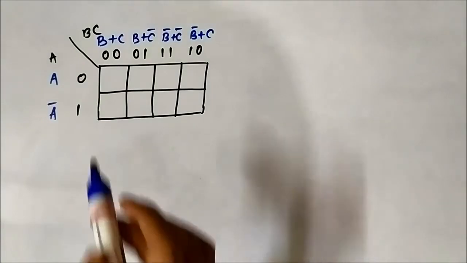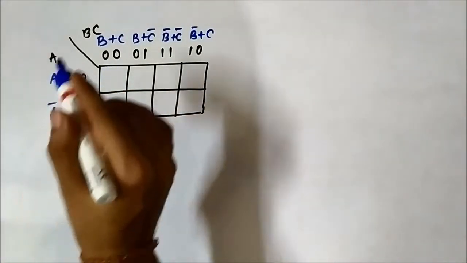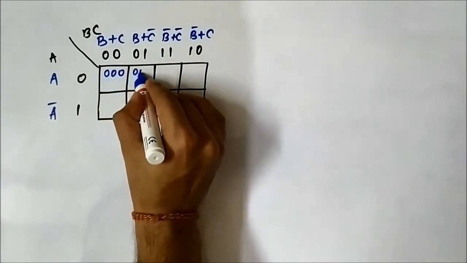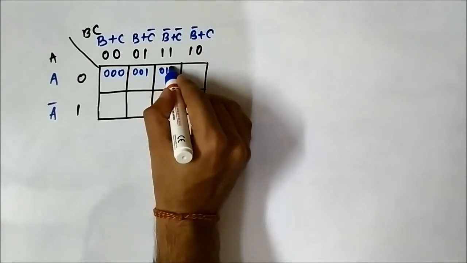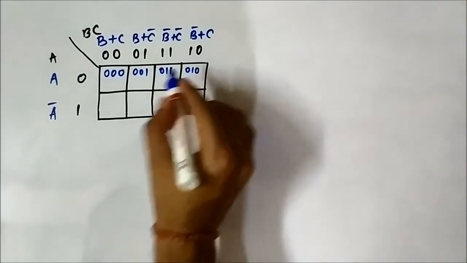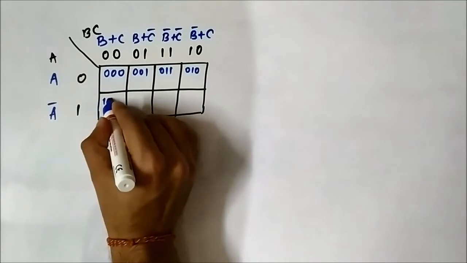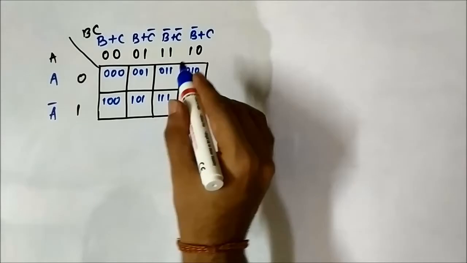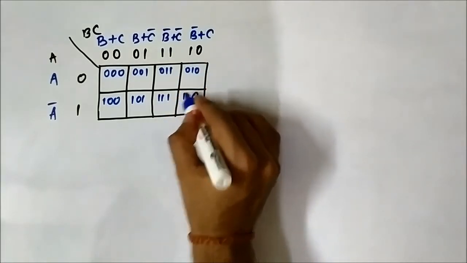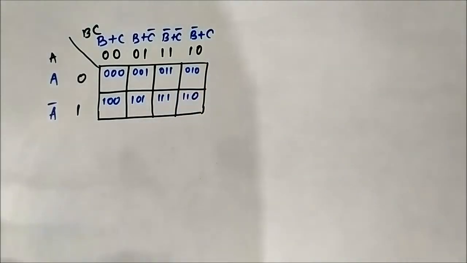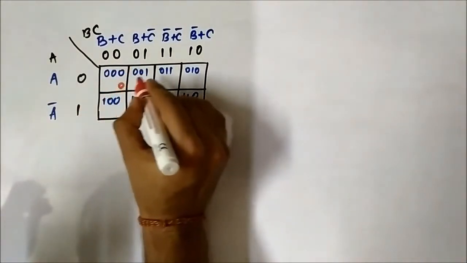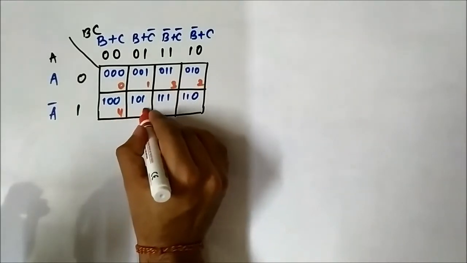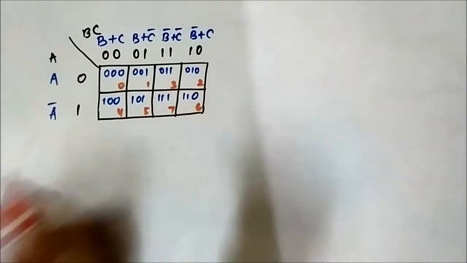Okay, so here this is 0 0 0, 0 0 1, 0 1 1, 0 1 0, then 1 0 0, 1 0 1, 1 1 1, and this is 1 1 0. The respective values are the same: 0 1 3 2 4 5 7 6.